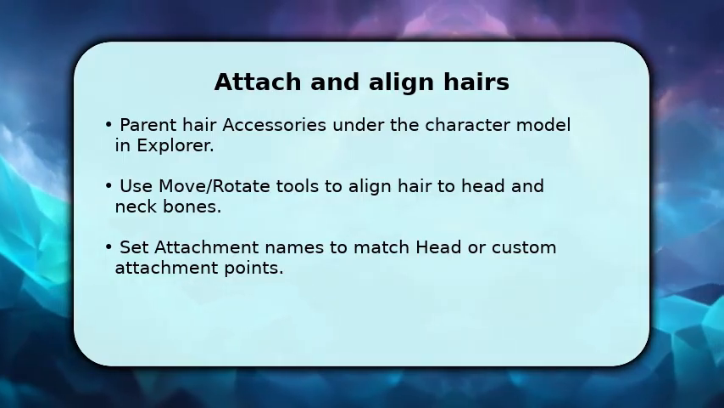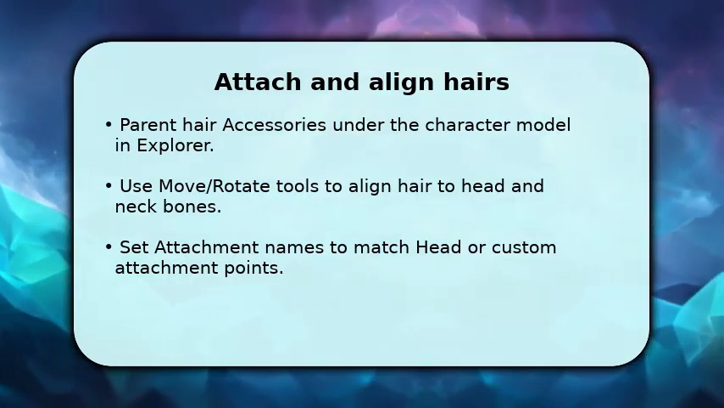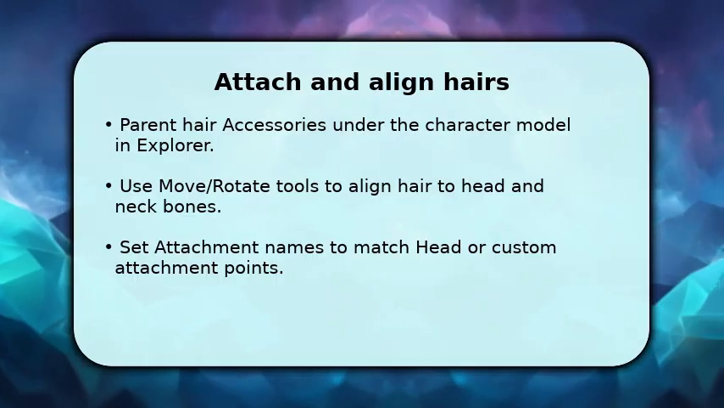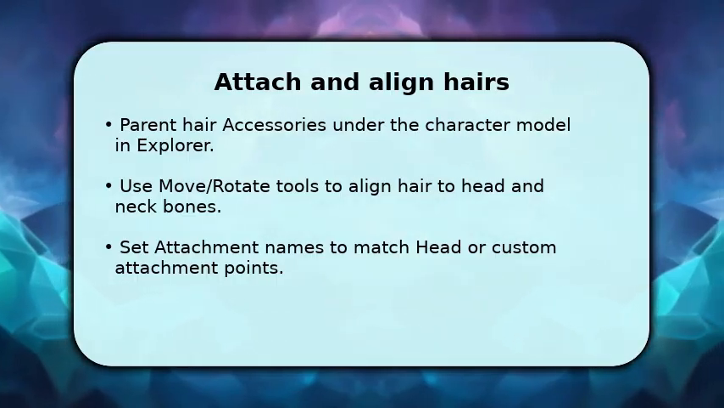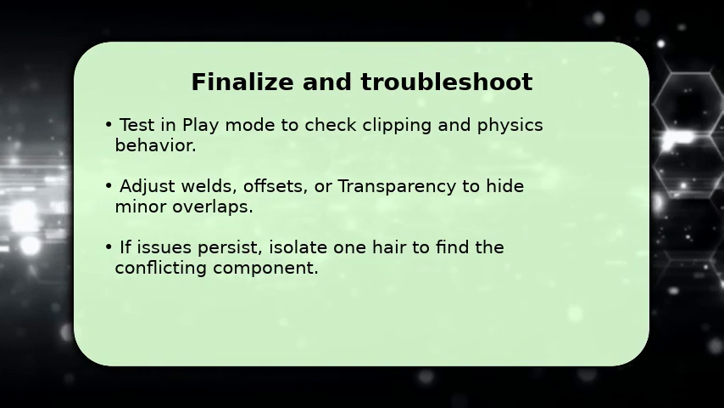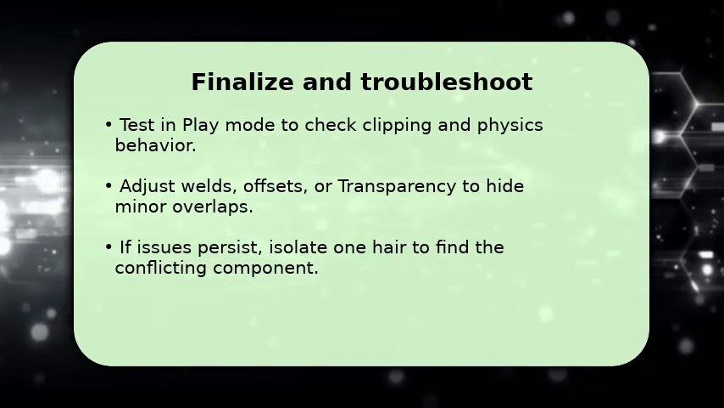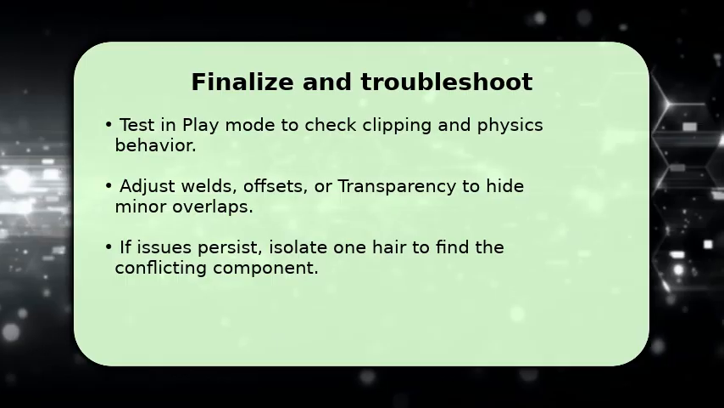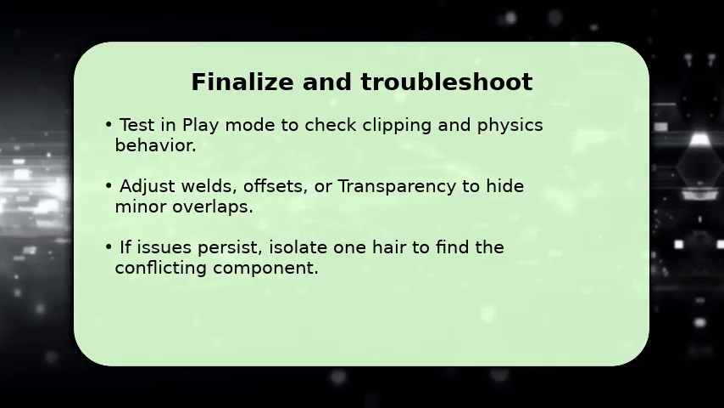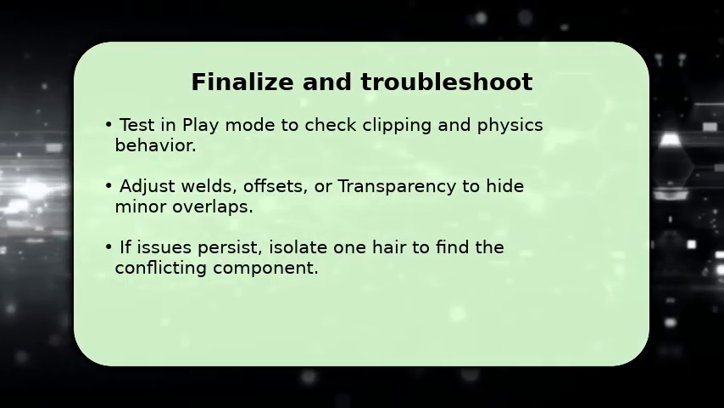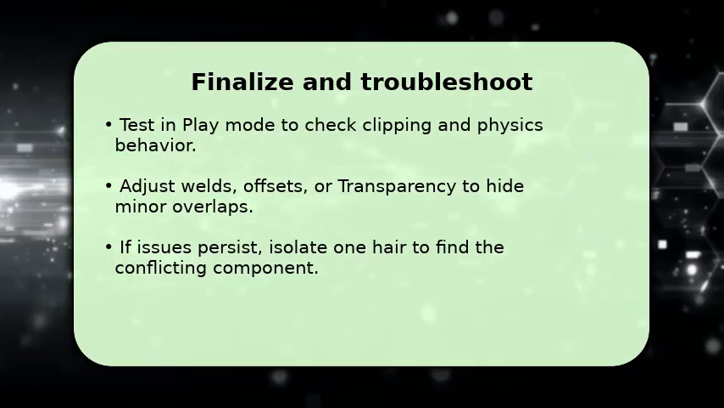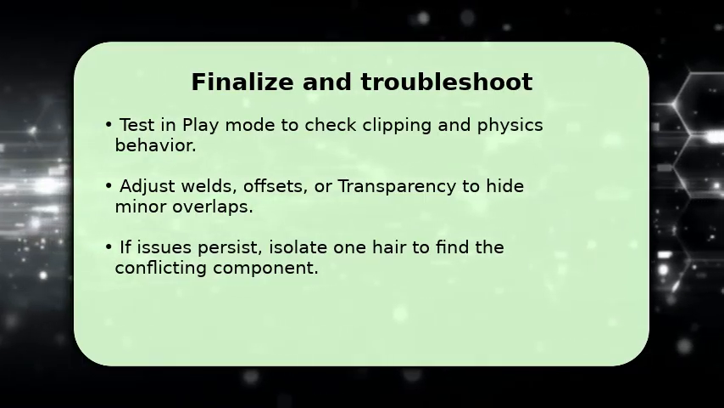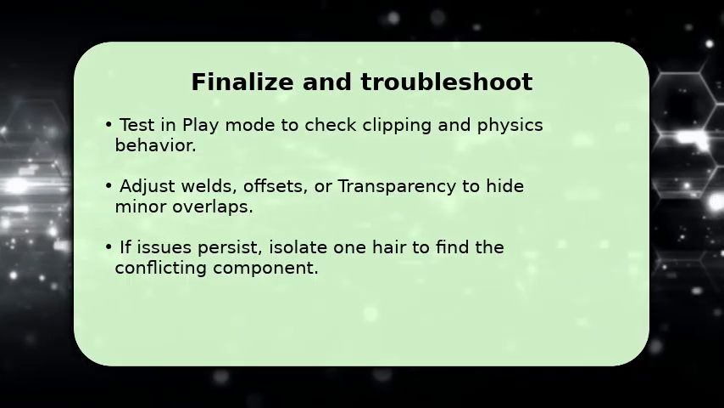Once aligned, lock transforms or group them so you can preview how multiple hairs combine without losing placement. You finish by testing the avatar in play mode and watching for clipping or jitter from overlapping meshes. If you see issues, tweak weld offsets, adjust attachment positions, or slightly change transparency to mask small overlaps. This preserves silhouette while keeping physics stable.